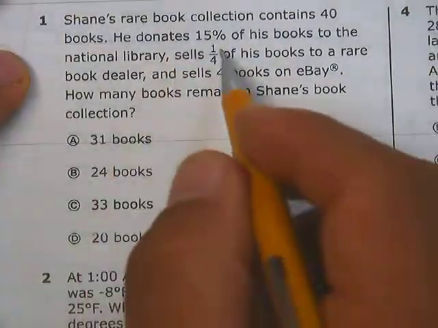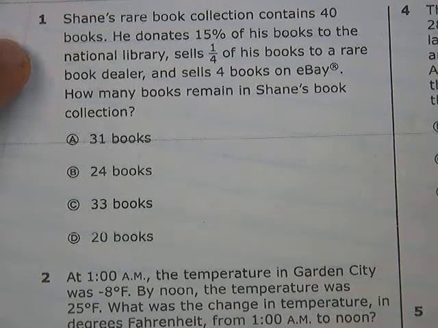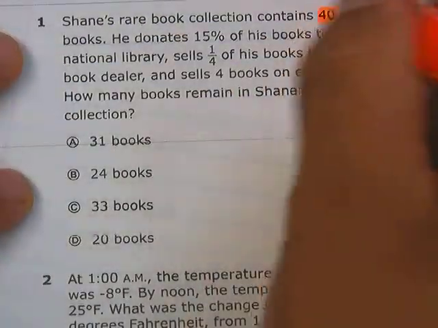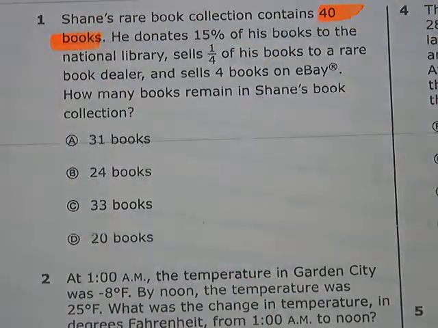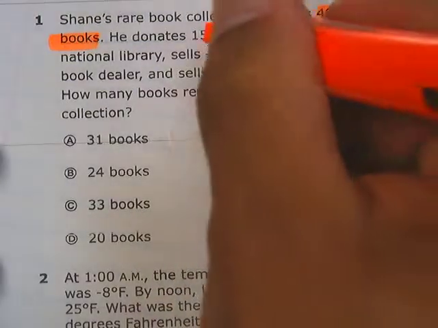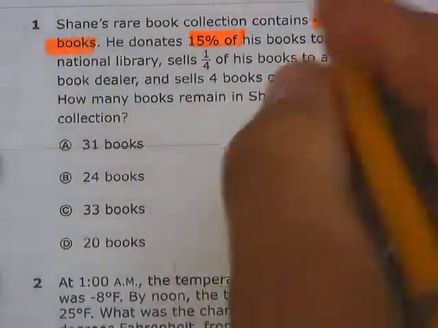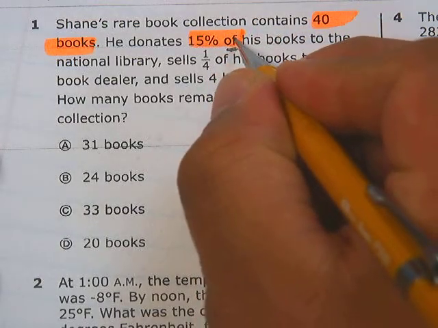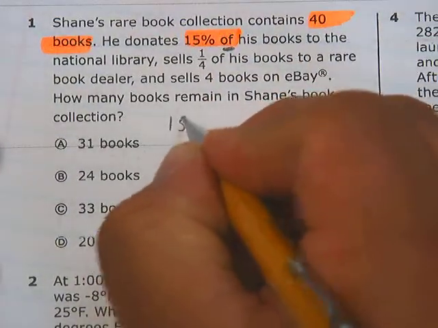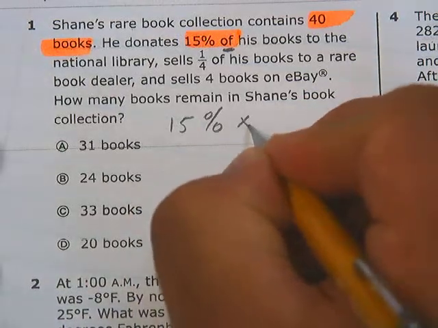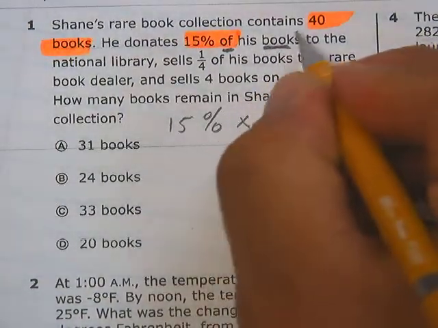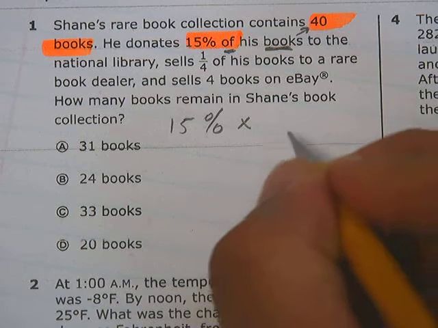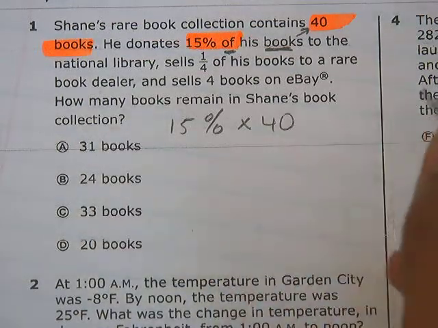It says, a rare book collection contains 40 books. It says he donates 15% of his books. The word in math of means multiply. Okay, so 15% times, well, how many books does he have? It's telling you right there, times 40.